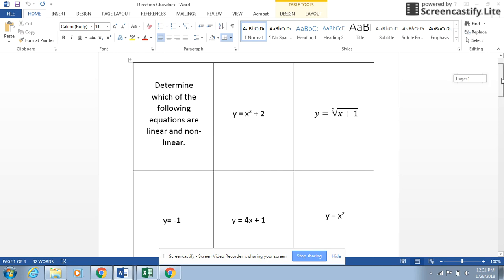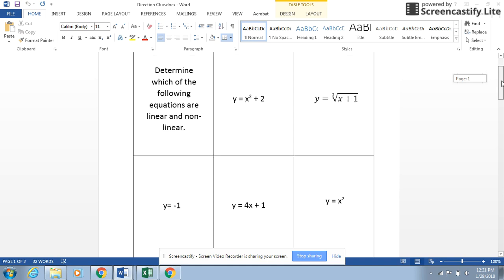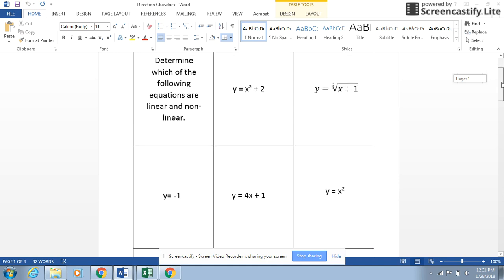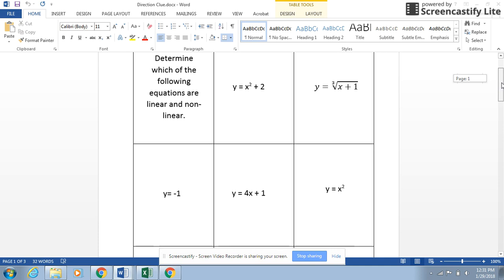And although this particular one could be used for advanced 7th graders or pre-algebra students, it is an important note that they know the difference between linear and nonlinear. So students will select the ones in which, now I would not cut these apart. I would actually leave them intact because that way they're in the proper order.